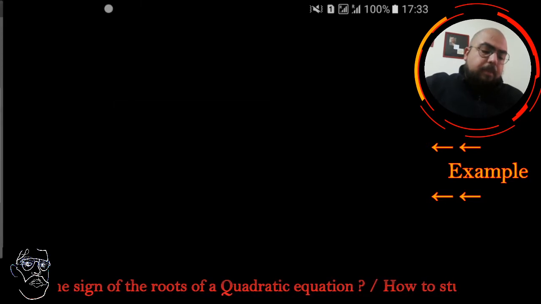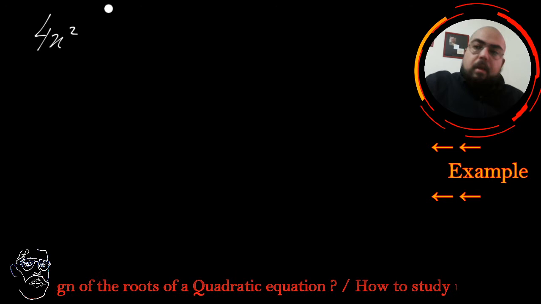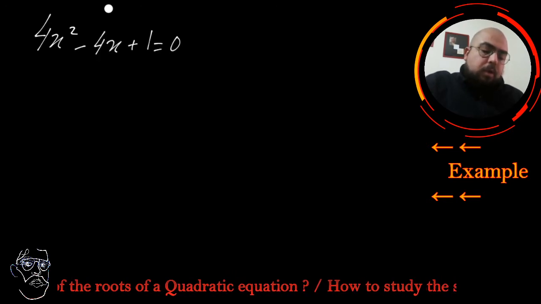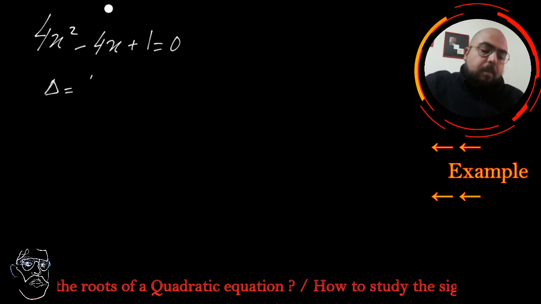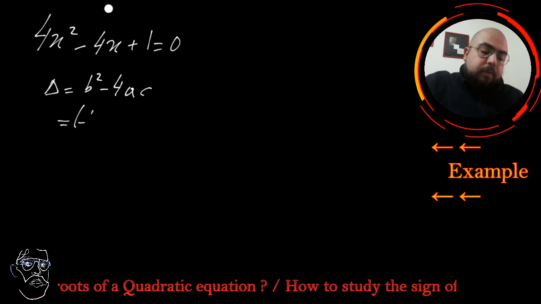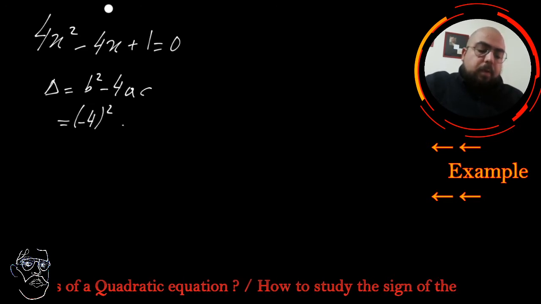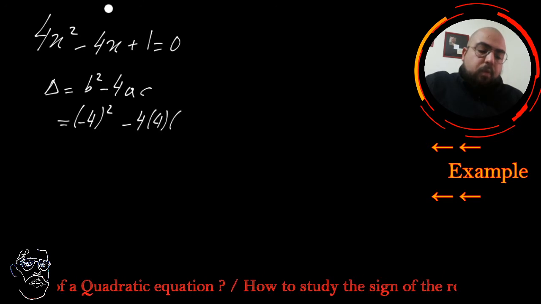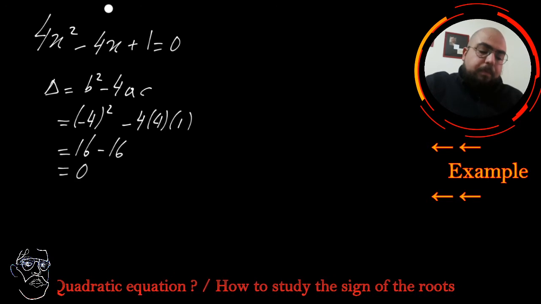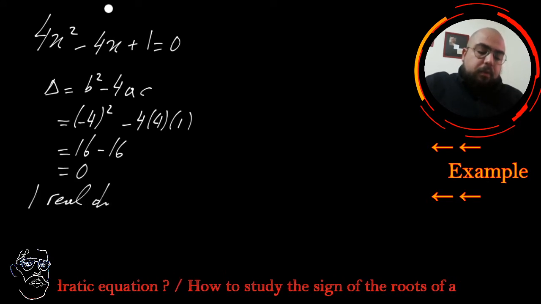Another example, so what about this one? 4x squared minus 4x plus 1, which is equal to 0. So delta is equal to b squared minus 4ac. It's equal to (minus 4) squared minus 4 times 4 times 1. So it's 16 minus 16, which is equal to 0, which means you have one real double root.